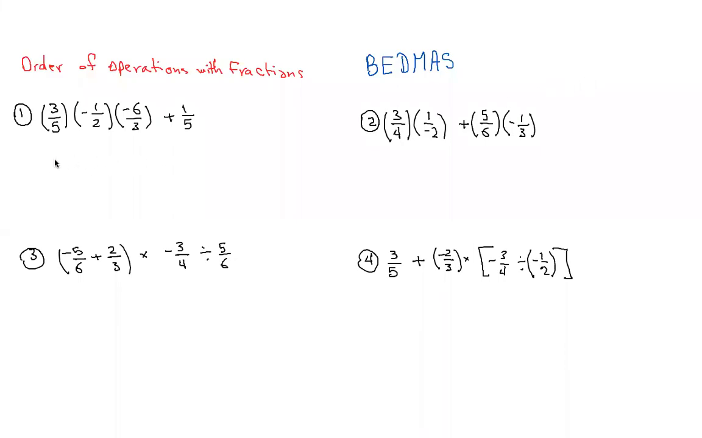Hi everyone. Today we'll continue with fractions, and so this is grade 9 questions still. Grade 9. So we're gonna do order of operations with fractions. So we're gonna follow the rule BEDMAS: brackets first, exponents, division and multiplication, addition and subtraction. And this is the order that we have to follow.